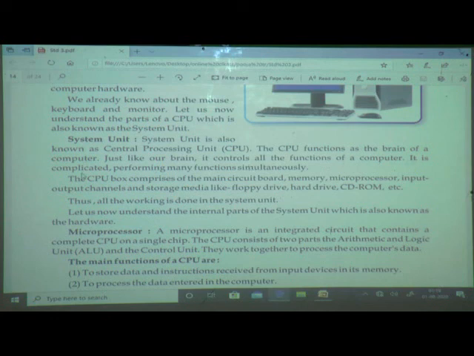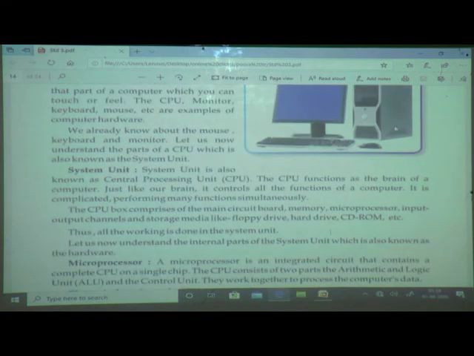It is capable of performing many functions simultaneously. CPU performing many functions simultaneously means what? If you want to listen to music, where is the music? In the CPU.